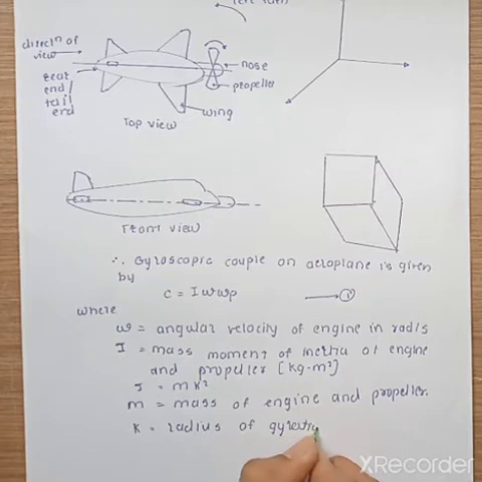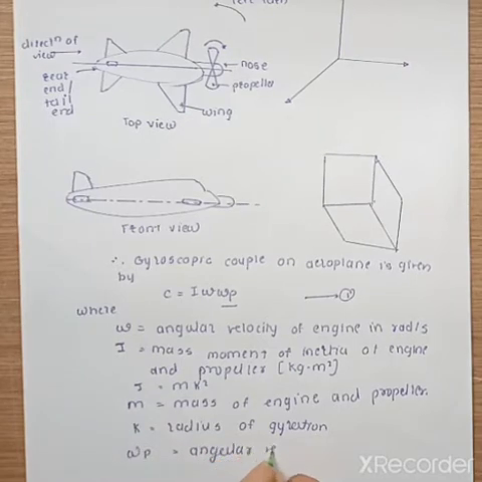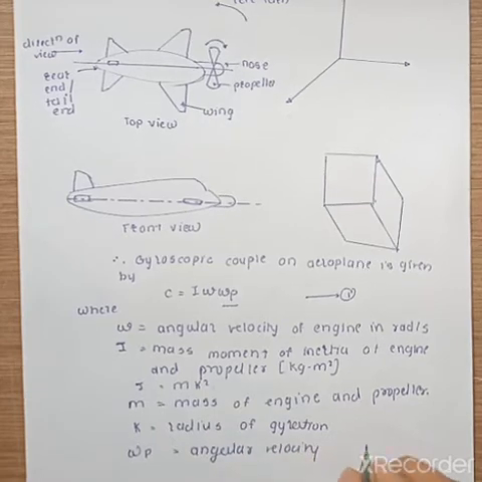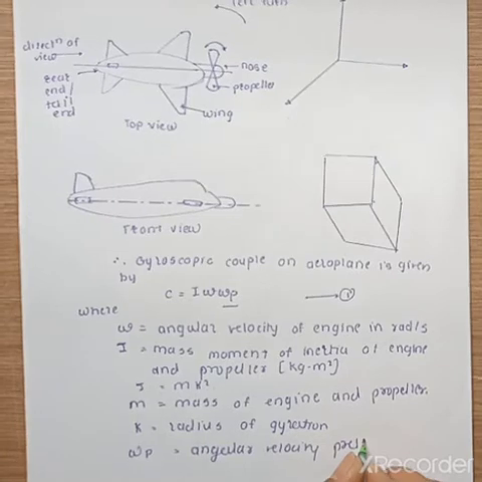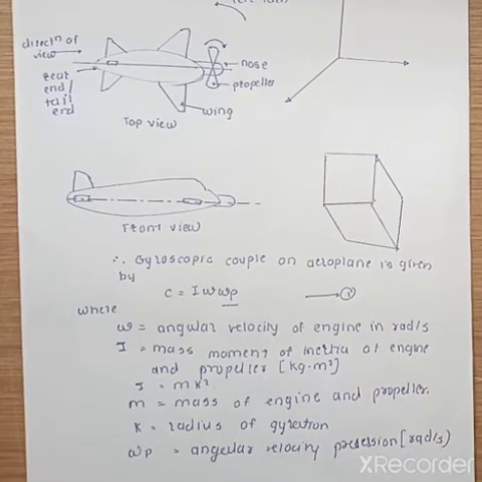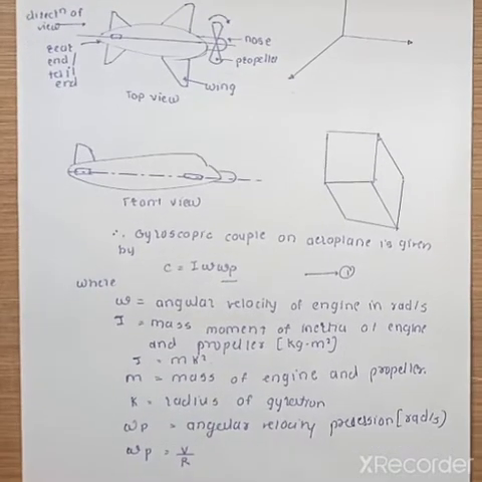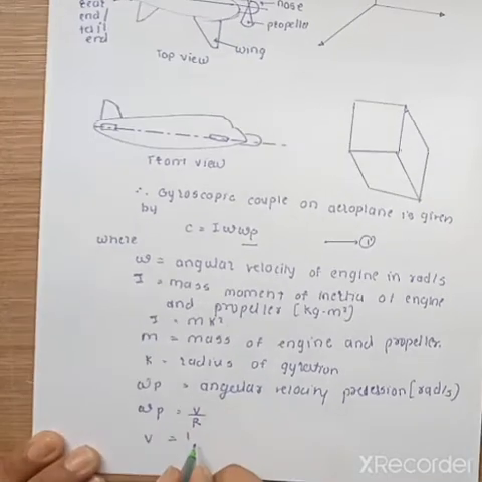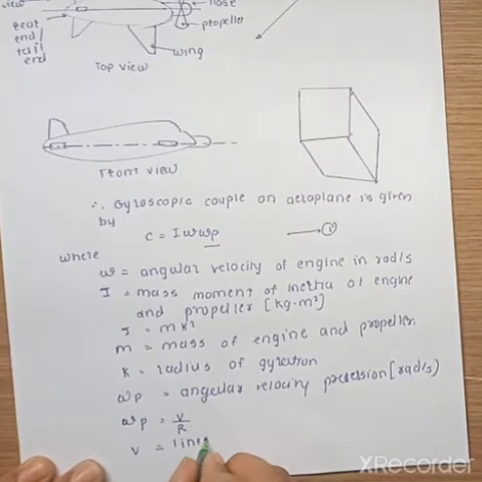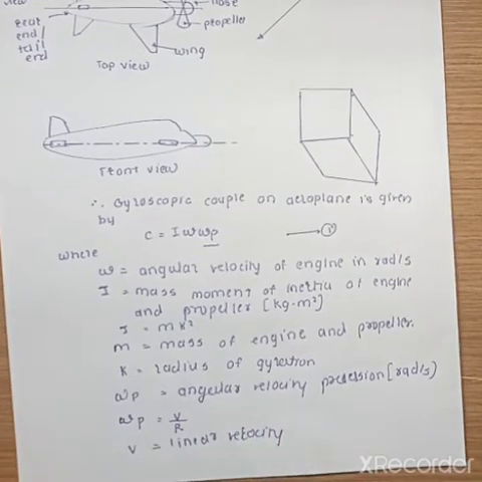Okay, what is omega P here? Omega P is nothing but the angular velocity of precession. And the unit for angular velocity we all know is radian per second. Okay, how can we find omega P? Omega P can also be obtained as V upon R, where V is linear velocity and R is the radius of curvature.